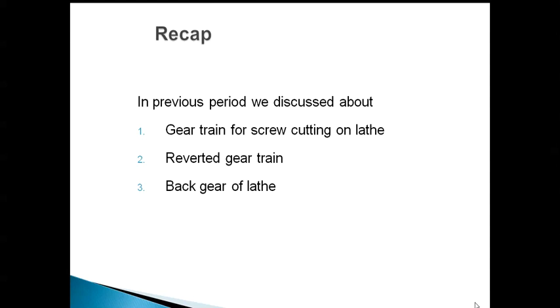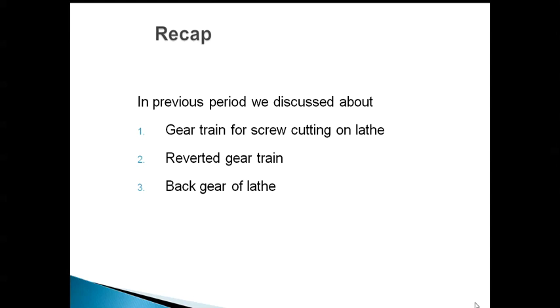The main advantage of the reverted gear train is that it occupies less space. That is the very important point in the reverted gear train. A reverted gear train is nothing but one where the driver and driven axes are coaxial. Then it is called a reverted gear train.